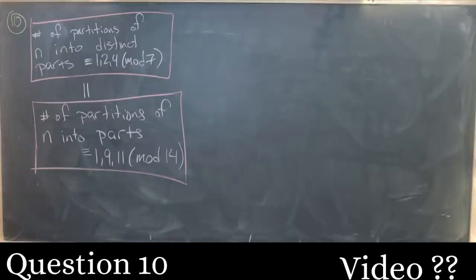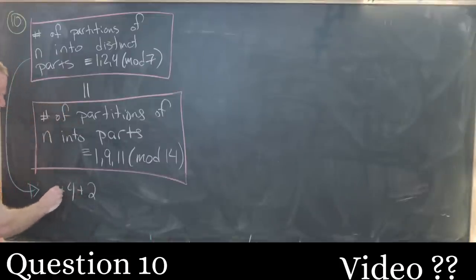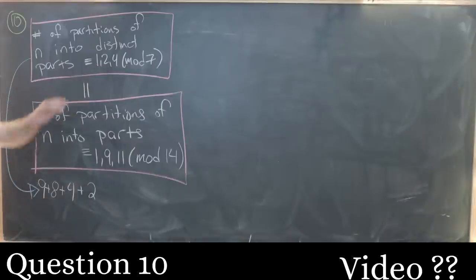Okay, so let's just do a quick example of a partition of this first type. That means we're allowed to use numbers that are 1, 2, 4 mod 7, but we're not allowed to use them more than once. So for instance, we could have something like 2 plus 4 plus 8 plus 9. That would be an example of a partition that satisfies this rule, right?